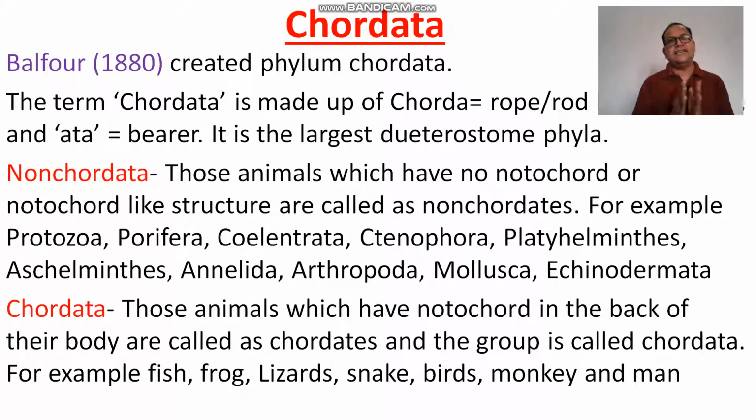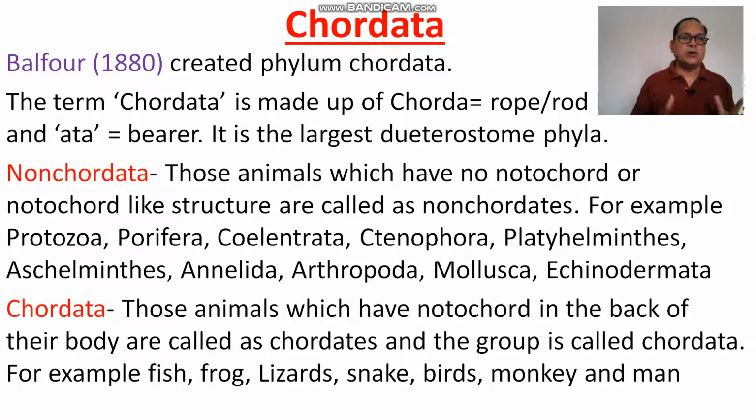First of all, we come to know what are chordates, what is chordata. Balfour in 1880 created phylum Chordata. The term chordata is made up of chorda plus ata. Chorda means rope or rod-like structure, and ata means bearer. It is the largest deuterostome phylum, which consists of animals having notochord.